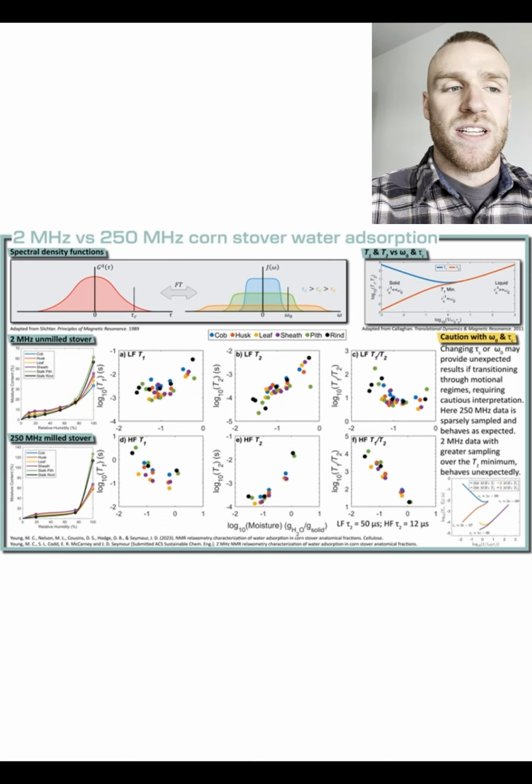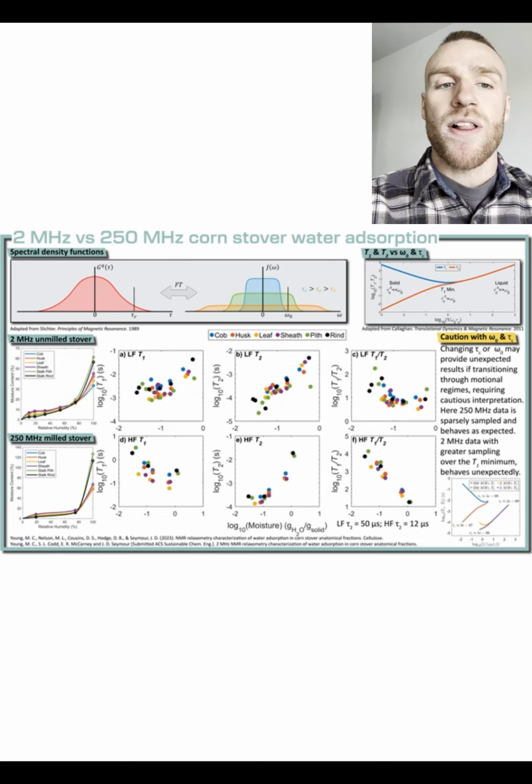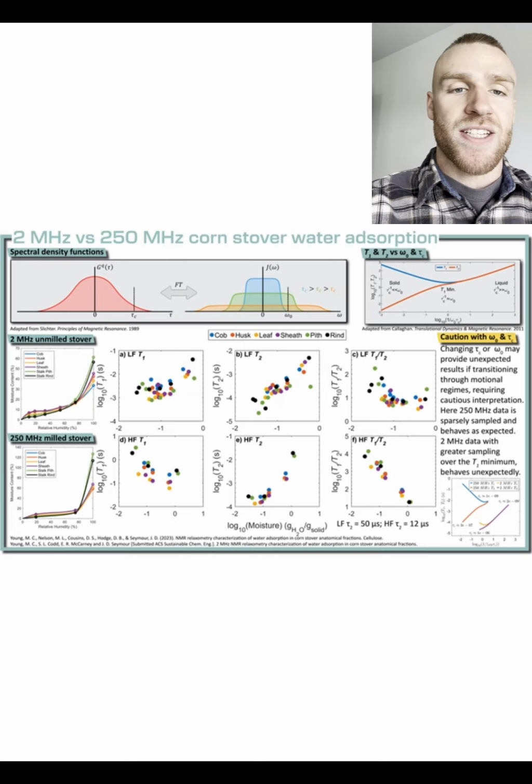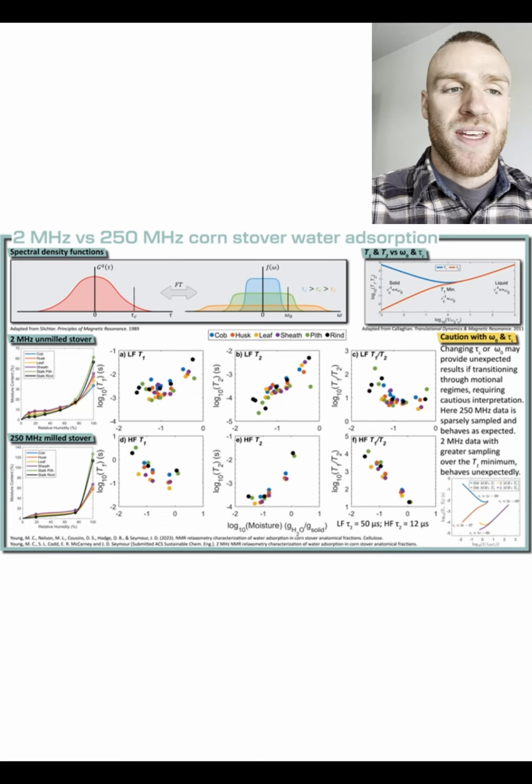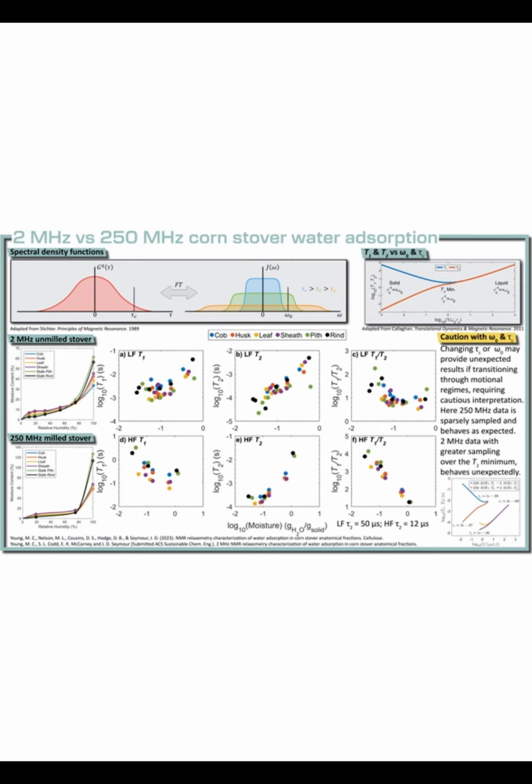The data shows an expected T1 minimum as well as a minimum in T2, which indicates complexities in interpreting this data. Ultimately, this is a warning that data interpretation when crossing the T1 minimum can be messy and must be approached cautiously.